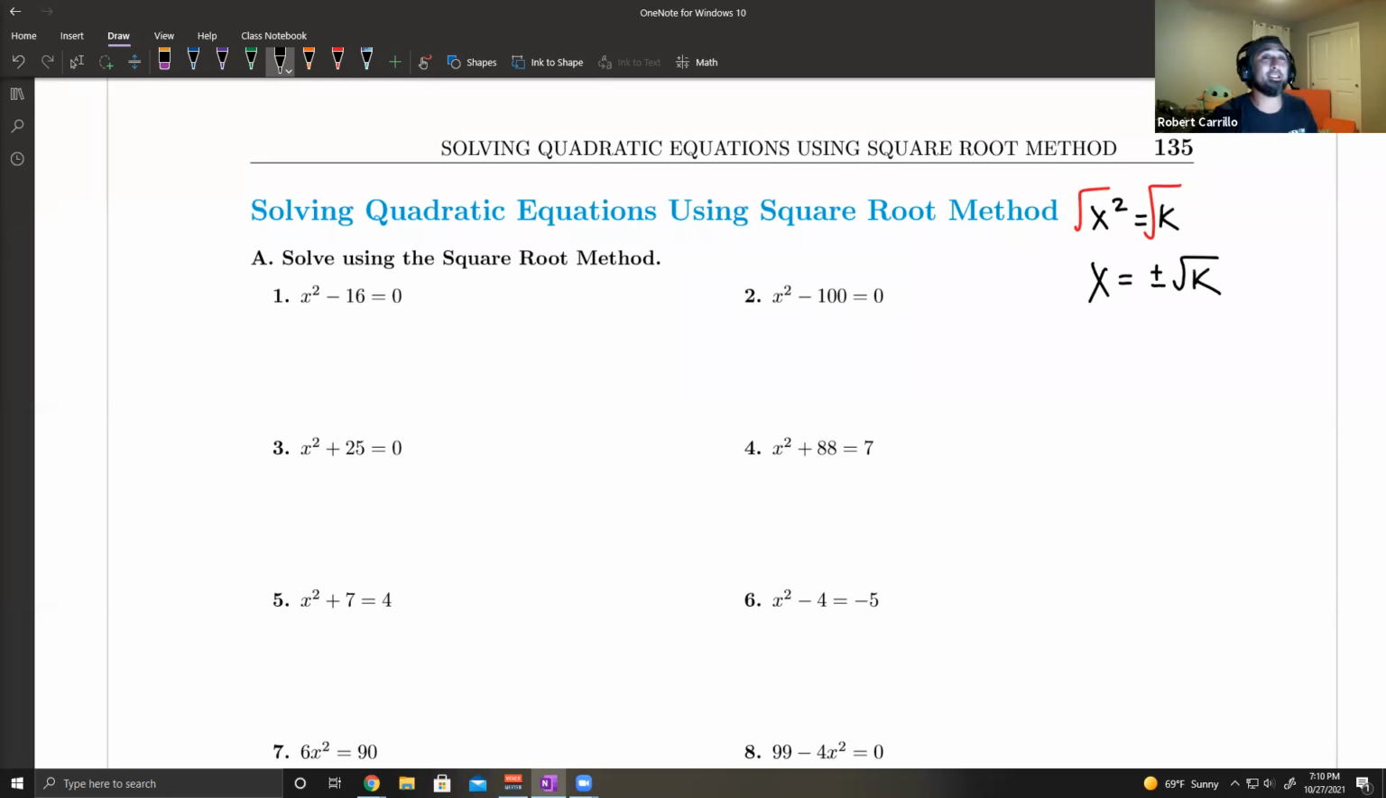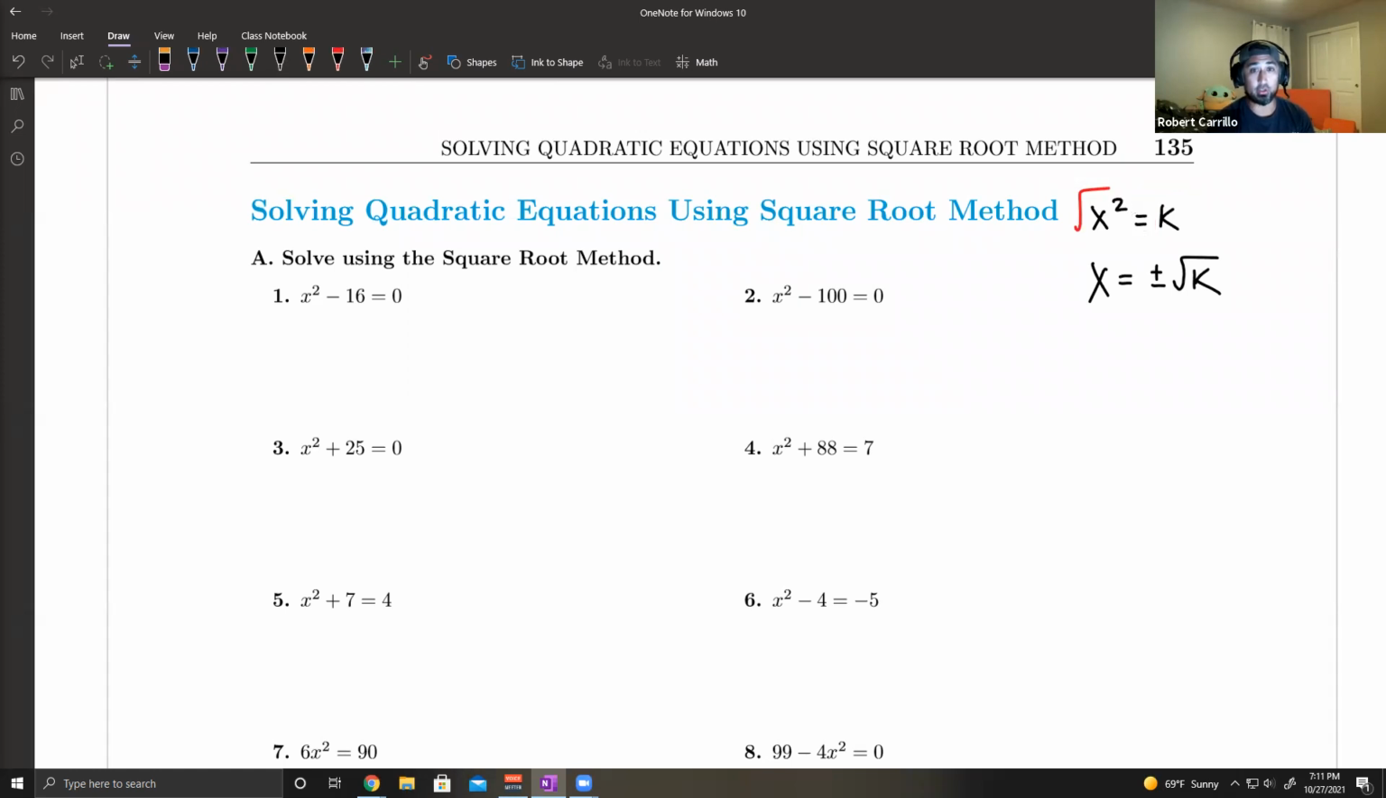And one of the easiest reasons to explain this is because of the power. Whatever the power x has tells you how many answers you should have. So if it's x squared, I'm going to get two answers. One is going to be positive and the other is going to be negative. Okay, so this is the square root method.